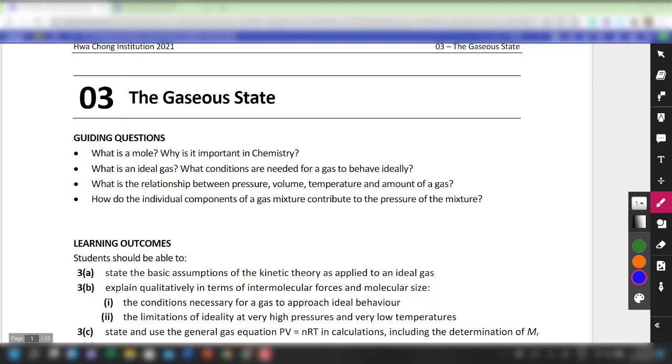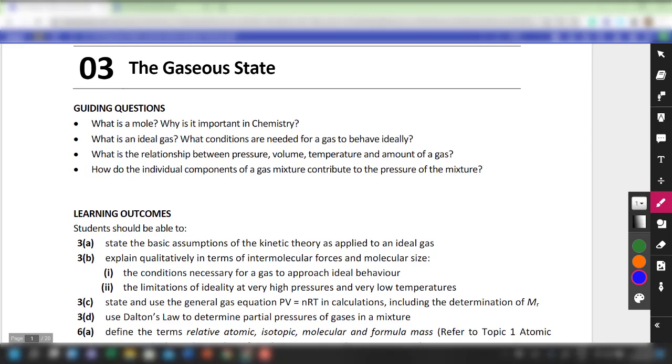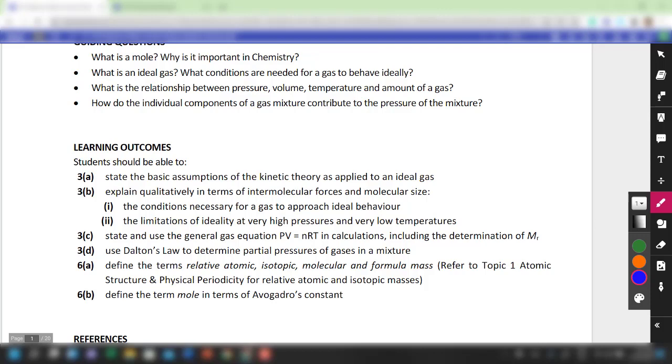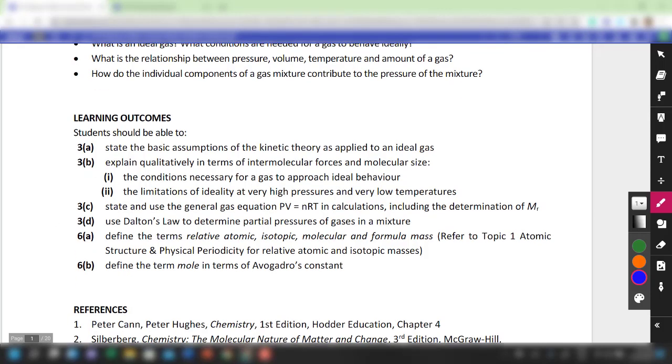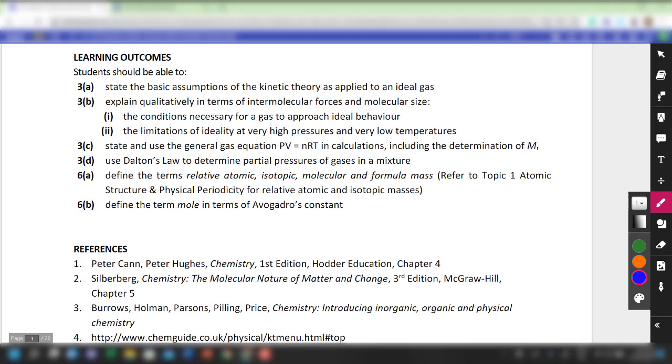Hello students, we are going to look at topic 3 on gaseous states. So this is the third topic you will encounter in your JC1 studies. We are going to look at some of these learning objectives in detail in the lecture series. So you can find them in your syllabus documents from 3A all the way to 3D.